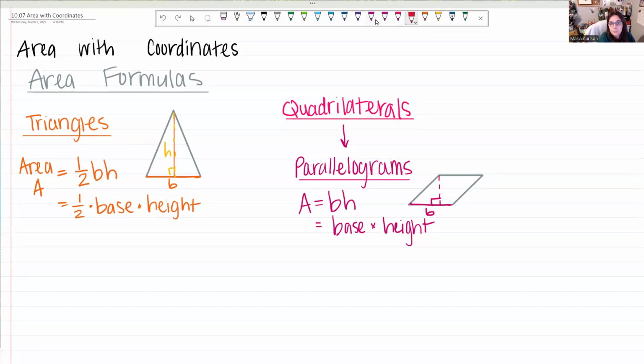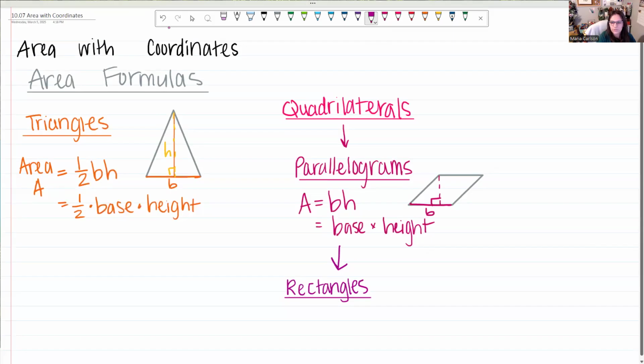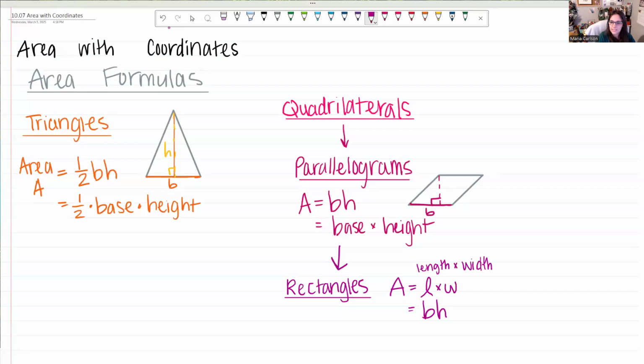Now we can get even more specific. So we have rectangles, a certain type of parallelogram. When you first start learning about area of a rectangle, you are often told it is length times width, which is the same thing as base times height. So again, this is length times width, or base times height.